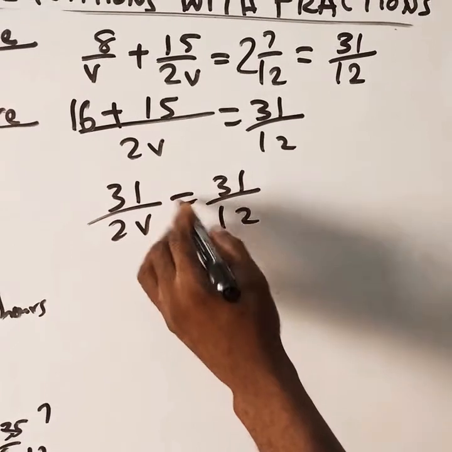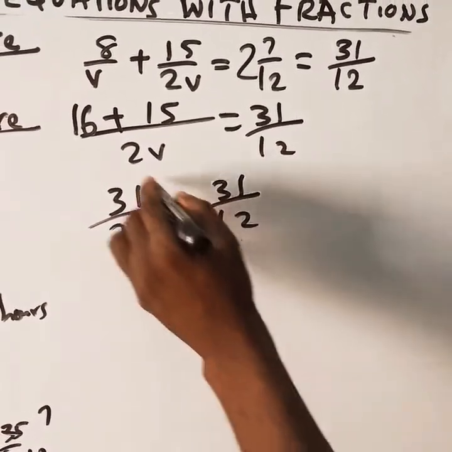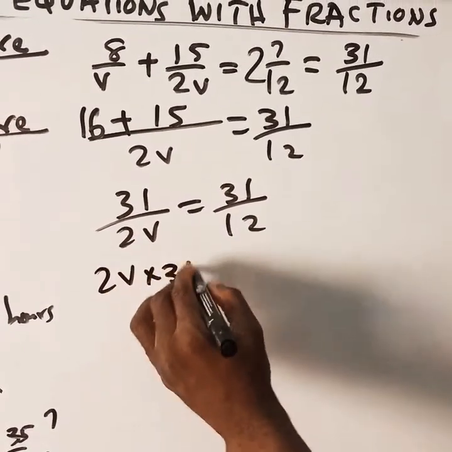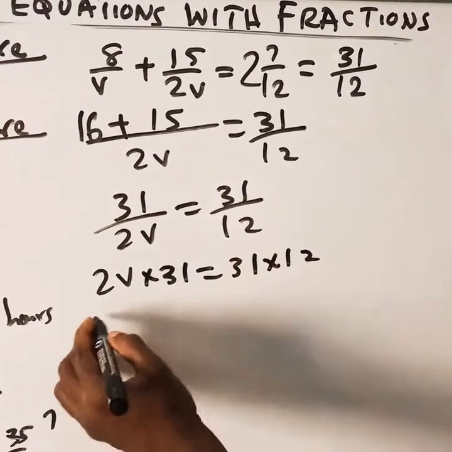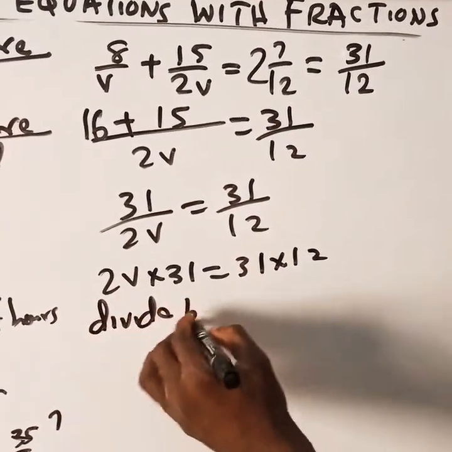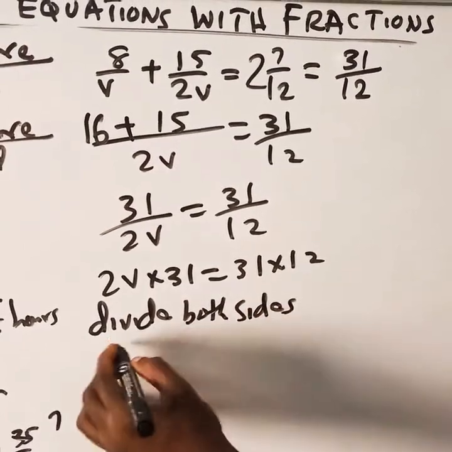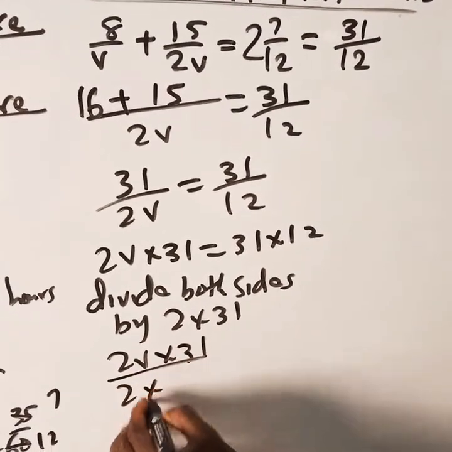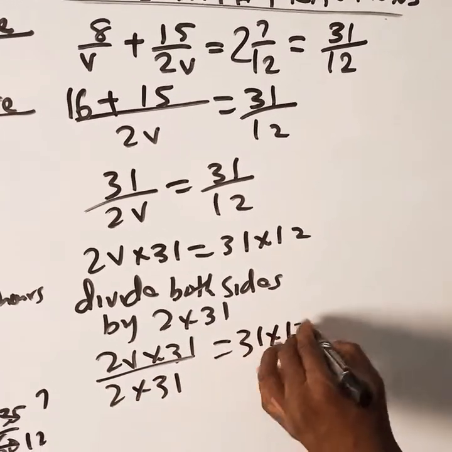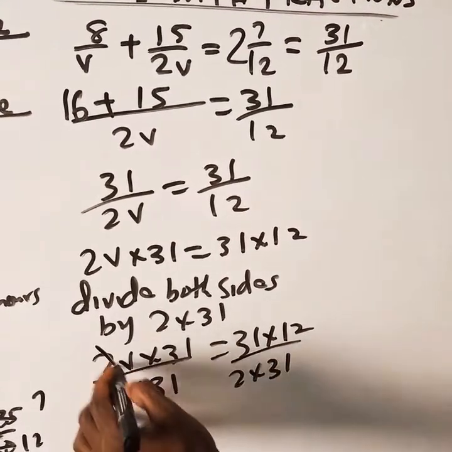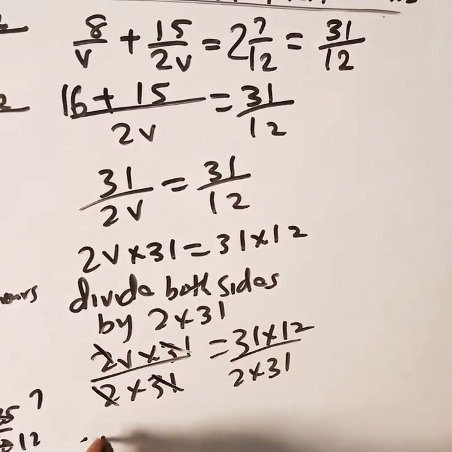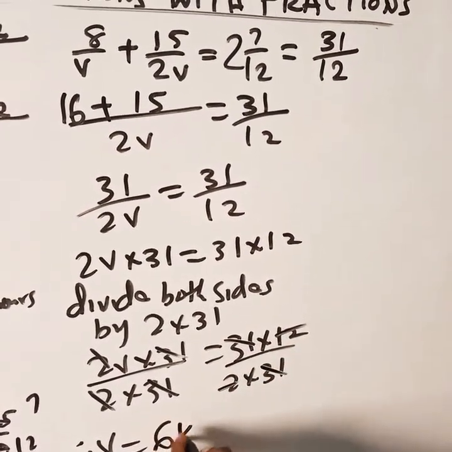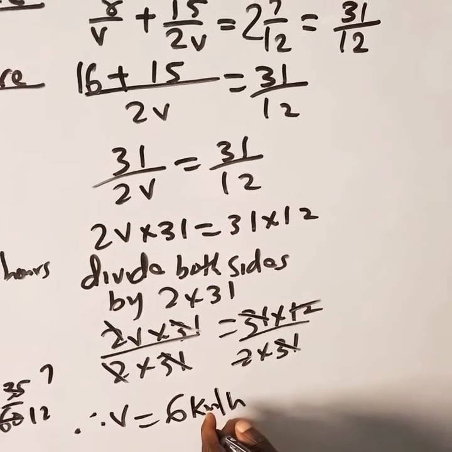Cross multiply. Cross multiply is an idea or a concept. It's not a formula. You don't draw any sign. So 2V times 31 is equal to 31 times 12. To get V, divide both sides by 2 times 31. 2 divides 2, 31 divides 31. Therefore, V is 6, so that's 6 kilometers per hour. So that's the walking speed.